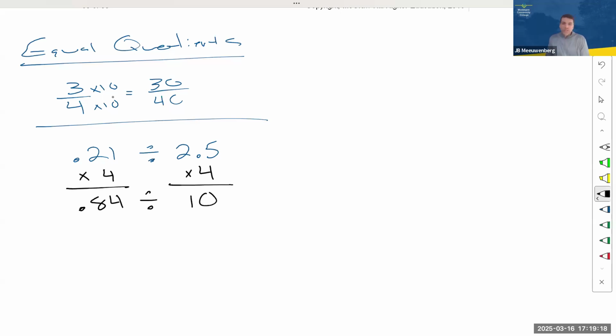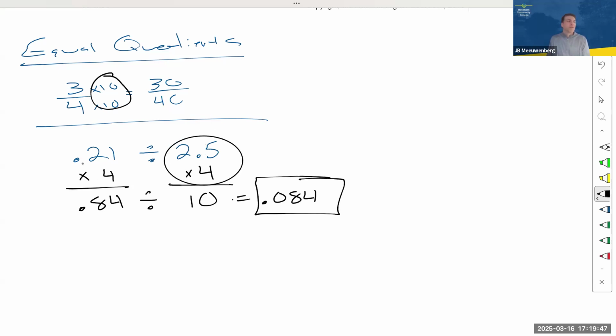And that works the same way, as this keeps our fraction equivalent. When you're dividing two numbers, you can multiply both numbers by the same thing, and the problem will still work out the same way. 0.84 divided by 10, you then know to move that decimal one spot to the left to get 0.084. So again, noticing that this turns into 10 by multiplying by 4 allows you to then do the same thing here and then do that division by 10.